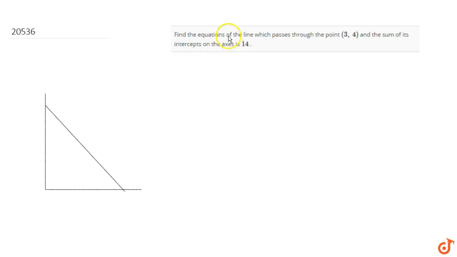In this question we have to find the equations of the line which passes through the point (3, 4) and the sum of its intercepts on the axes is 14. Okay, this line is passing through P(3, 4) and let's say this line is AB, where A is the point where it is intersecting the y-axis and B is the point where it is intersecting the x-axis.